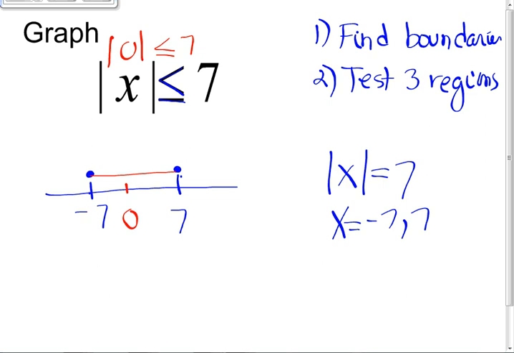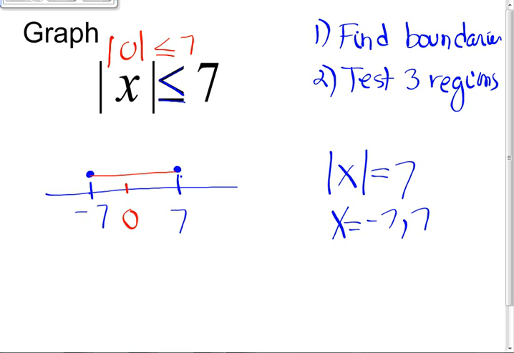And if those two don't match, would they just be opposites? Well, we have to test all 3 regions. Let's find out. That's a very good question. So what number would you like to test bigger than 7? I like to go big. I like to go to 100.